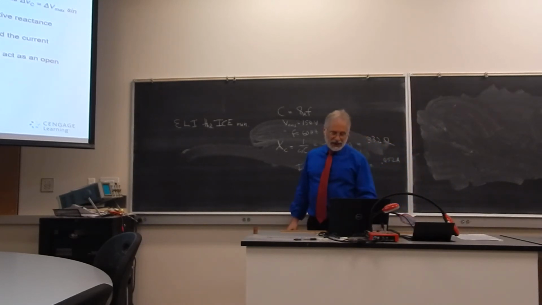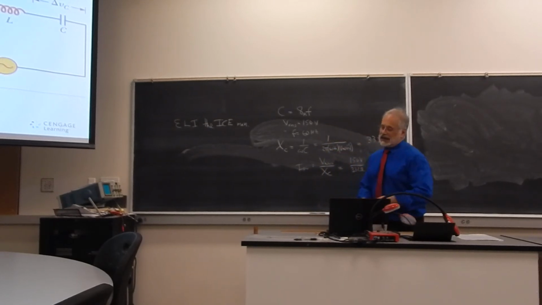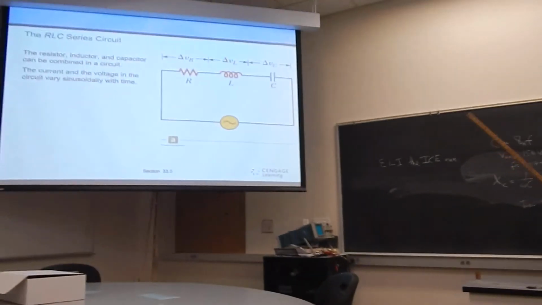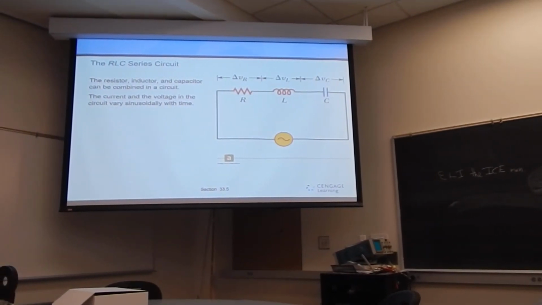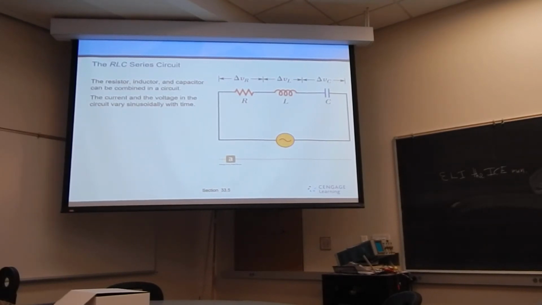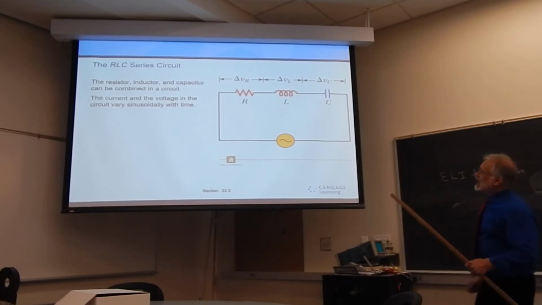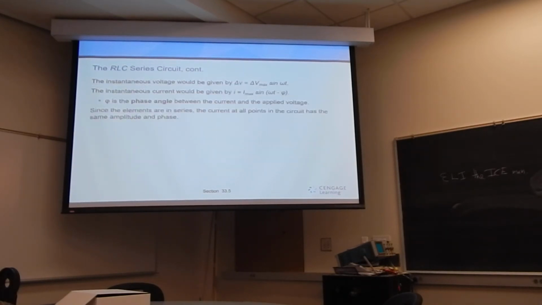Well, of course, it wouldn't be any fun unless we could put all these circuit elements together. Let's look at the nice RLC series circuit where we have a capacitor, we have an inductor, and we have a resistor, all in the same circuit. And let's look at the behavior of the circuit. Of course, as you would expect, depending on the sizes of the resistance, the inductance, and the capacitance, the circuit is going to behave differently. Let's look at that a little bit closer and see what happens.